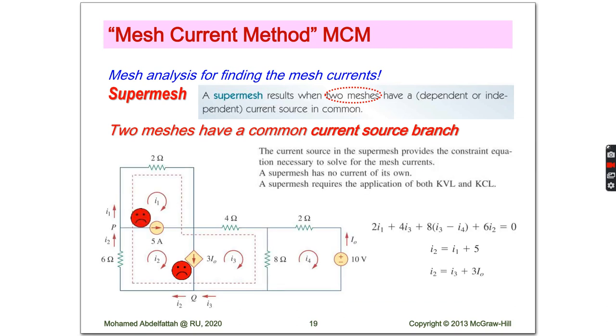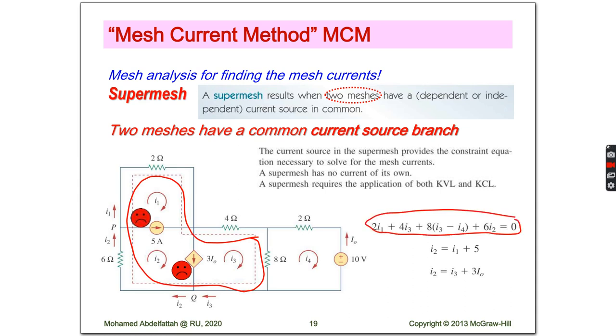Sometimes you could merge more than two meshes, like this one. We had to merge these three loops together into one mesh. And of course, we have one equation from the super mesh and two other equations coming from the current sources in these branches.